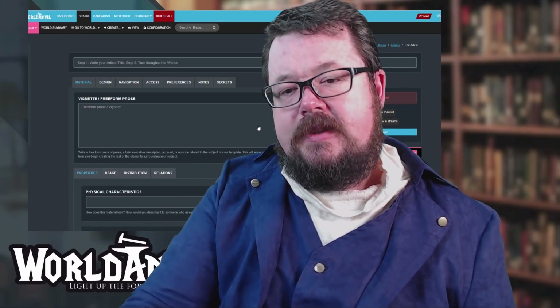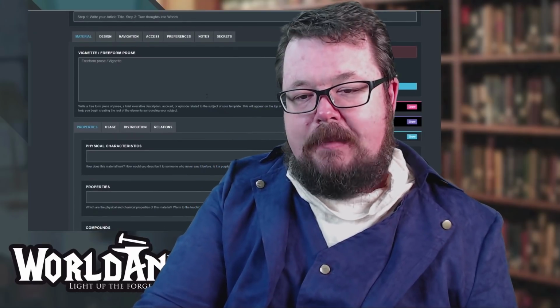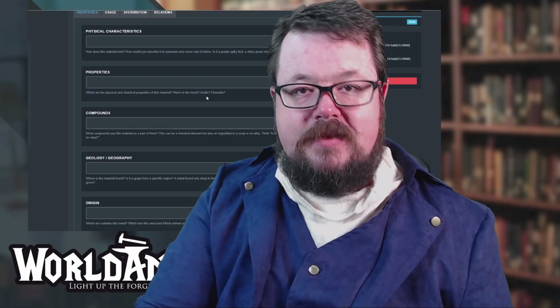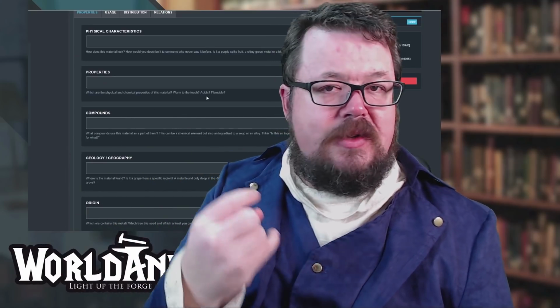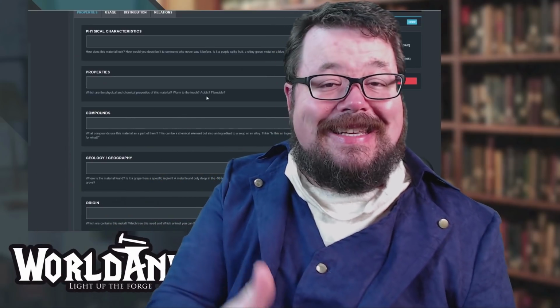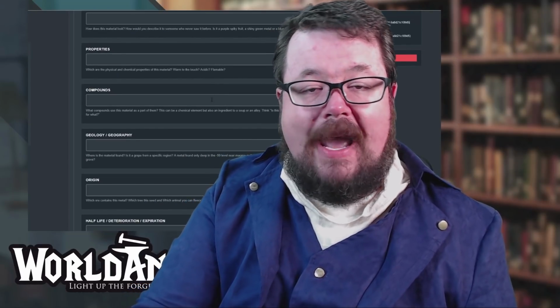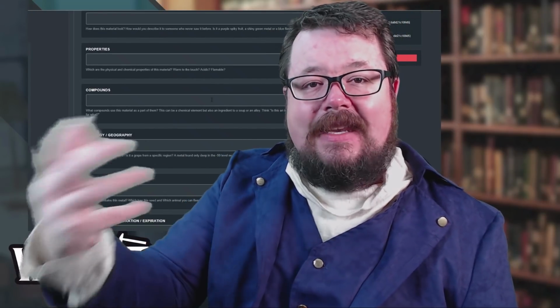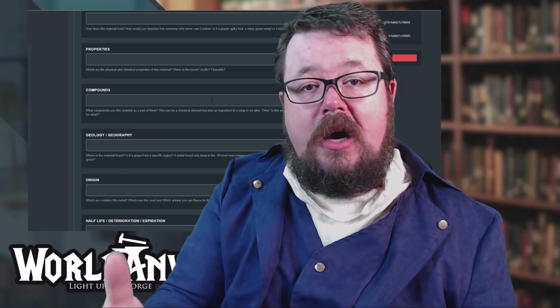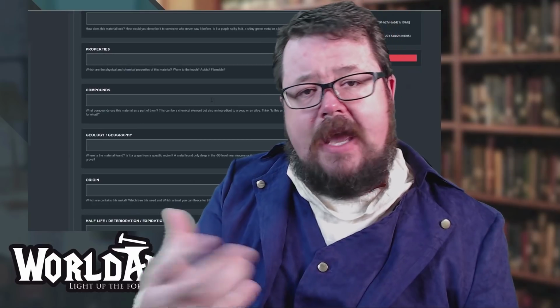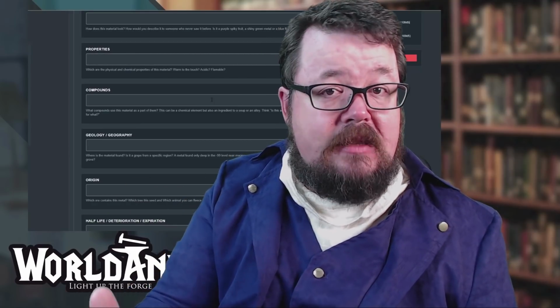So when we then look at the template, we've got our usual tabs and things, but this is where it gets really exciting. Physical characteristics, great. So it's really hard or it's really brittle. It conducts magic. It doesn't conduct magic. What does it do? What is it a compound of? Can it be ground up and added to something? Is it something like, say, brass or bronze, which is a compound of various elements? Is it something like steel, for example?